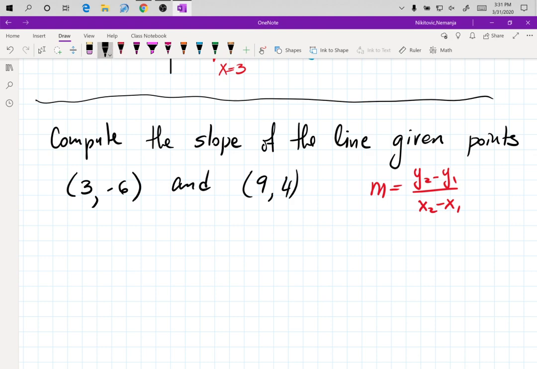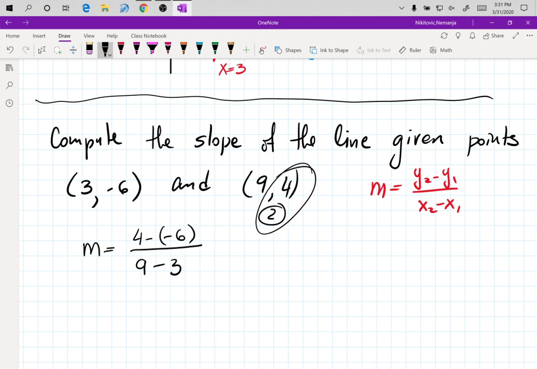So we are going to have, in this case here, m equals 4 minus -6 divided by 9 minus 3. So I kept this as a point 2. So this is a y2 then, and then y2 minus y1. So 4 minus -6. So that's a 10, because minus and minus is a plus, divided by 6, which simplifies down to 5/3. So slope is 5/3.